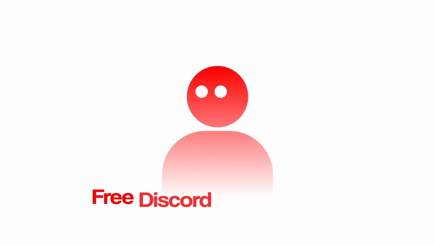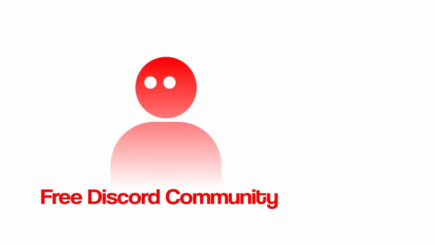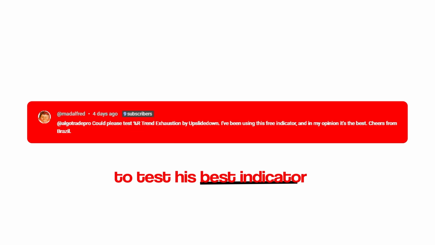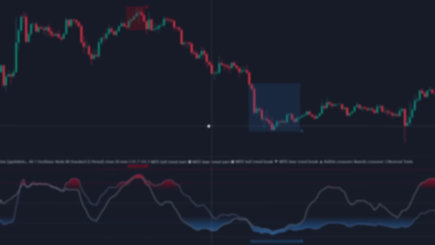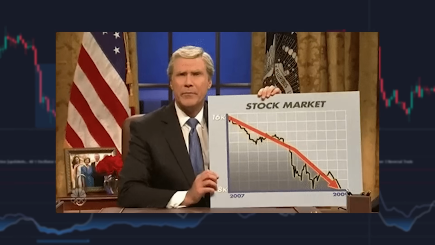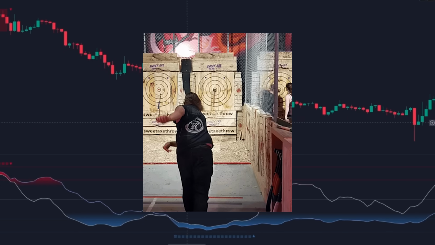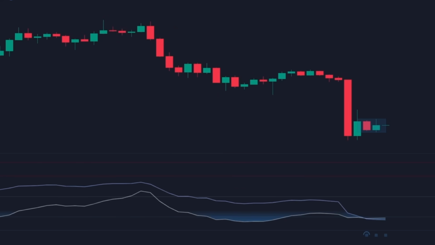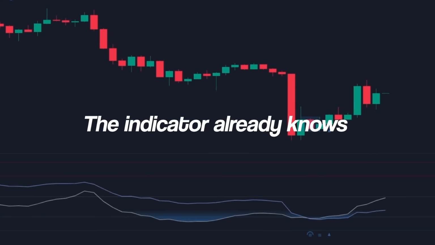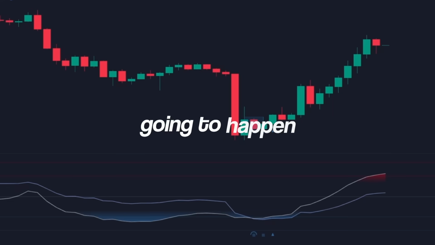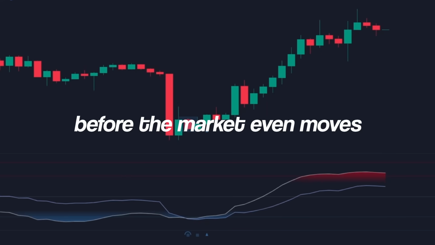A subscriber inside our free Discord community recently told me to test his best indicator, and honestly, after putting it on the chart, I understood why. Because in some way, it keeps catching local tops and bottoms with scary accuracy, and at first glance, it almost feels like the indicator already knows where reversals are going to happen before the market even moves.